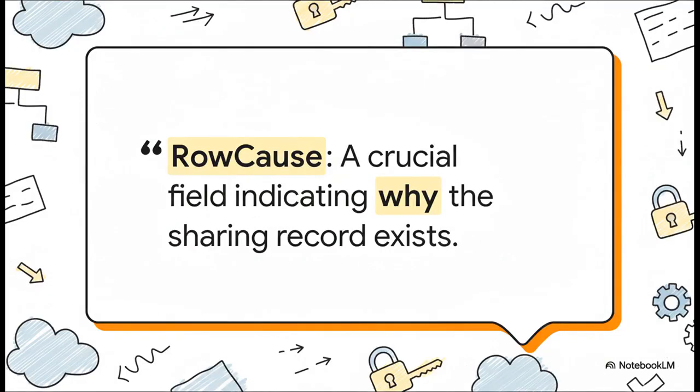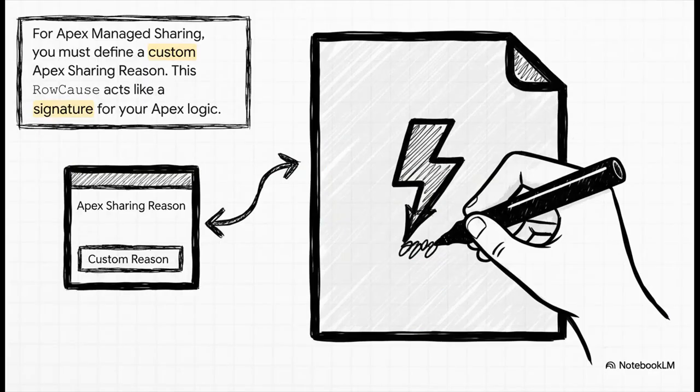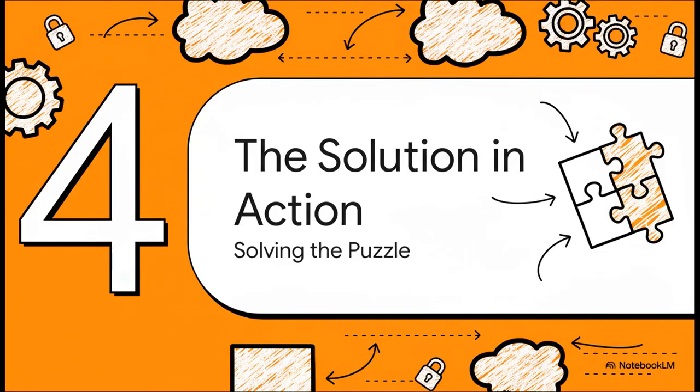Yeah, this RowCause field is way more than just a description. It's a tag, a special label that tells Salesforce the origin story of this specific permission. Was it created by a standard rule? Was it manual? Or was it something else? And that something else is us. For our code to work, we first have to go into the object setup page and create our own custom reason. This RowCause is like our signature. It tells Salesforce, hey, this permission right here was created by my Apex code, so don't lump it in with the standard stuff.